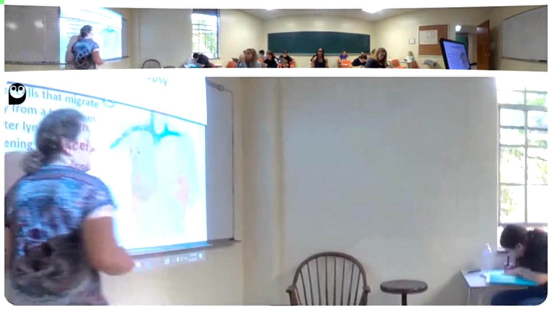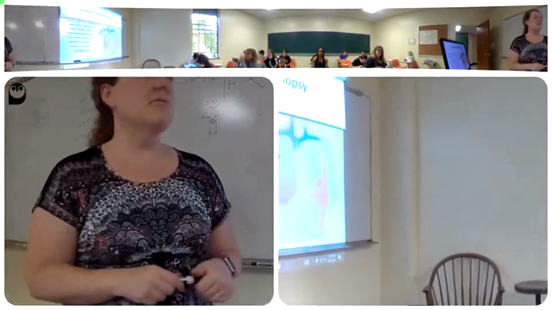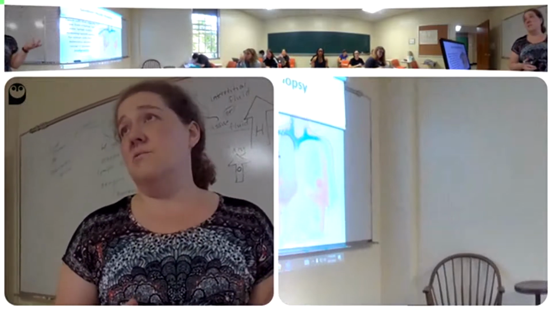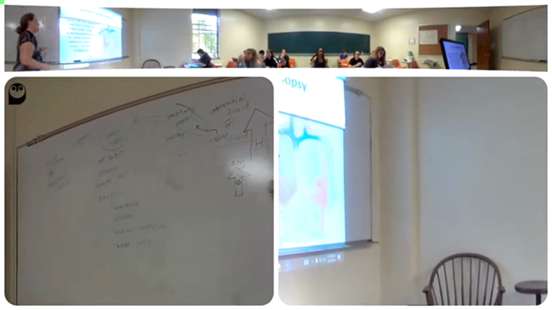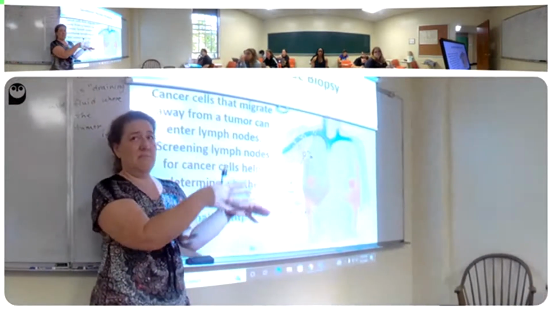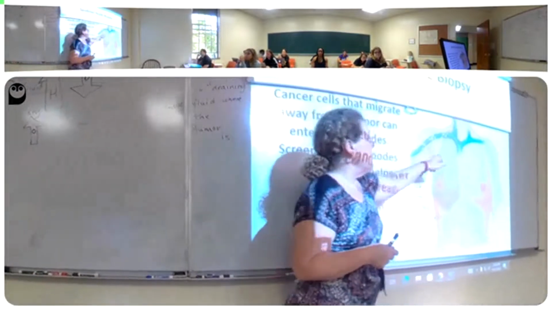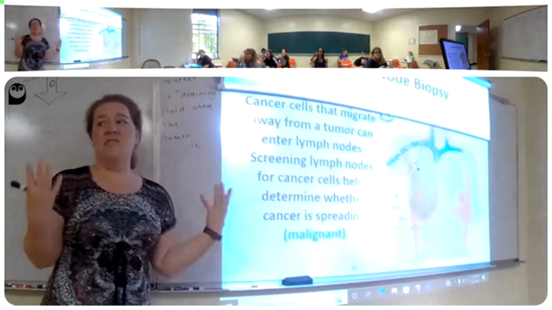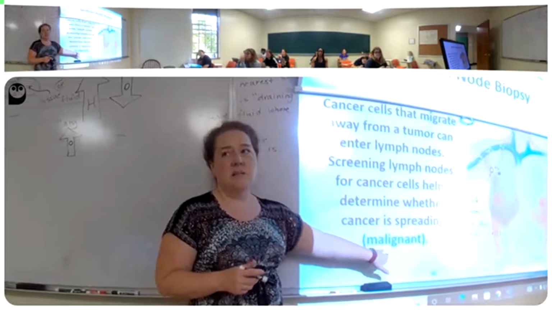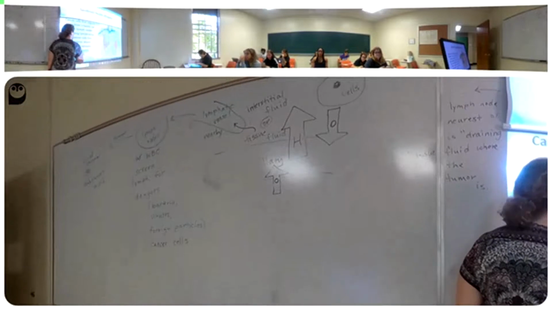And that's when you send it to the lab and they look under a microscope for cancer cells. And what you want is that you don't see any cancer cells. If you don't, you can be pretty sure that that tumor is only in that spot and it has not sent cells out to the rest of the body. If you've got cancer cells in that lymph node, it means that the cancer is probably spreading. And we said that that would be a malignant tumor.